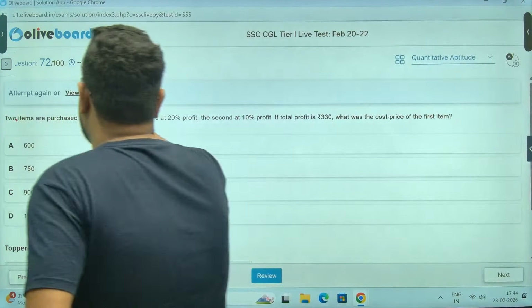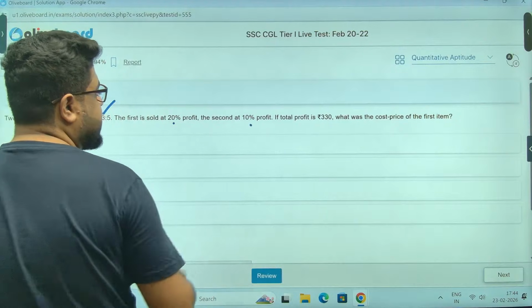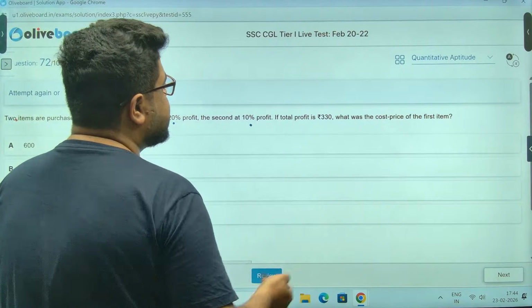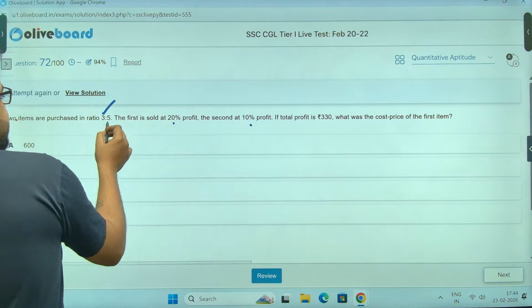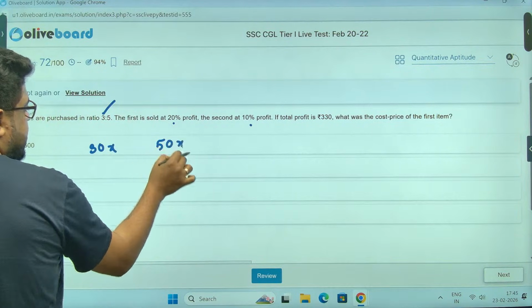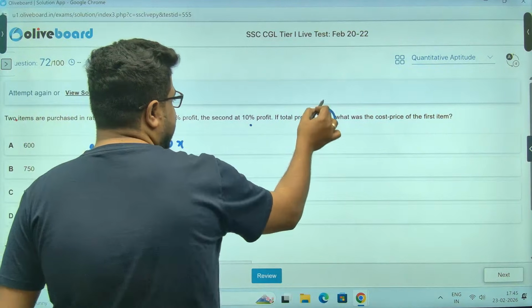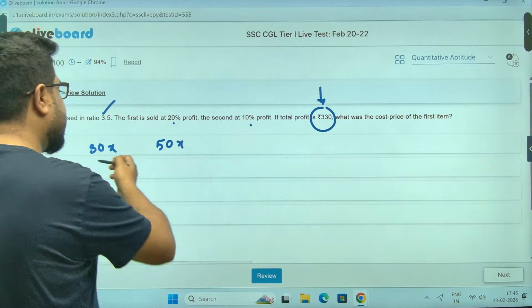Purchased in this ratio. 20% profit, second one, this much profit. Total profit is this. Cost price of the first item. Okay, one thing, 30x, 50x. Because there's a value involved, I'm taking x. Again, if you're not comfortable, don't take x. That also works, the 30 units, 50 units.